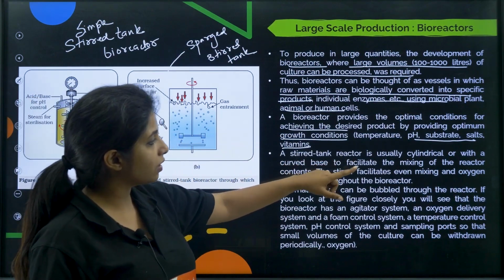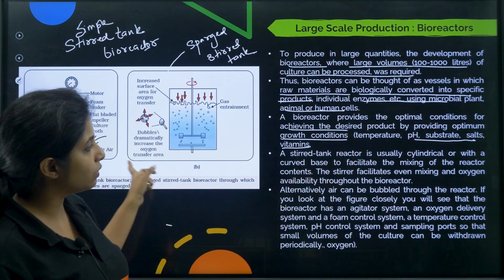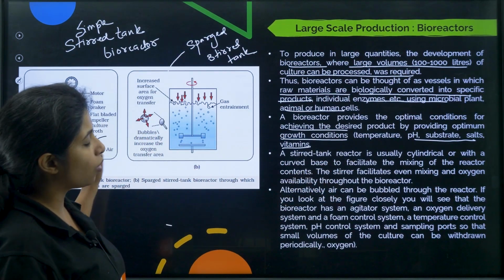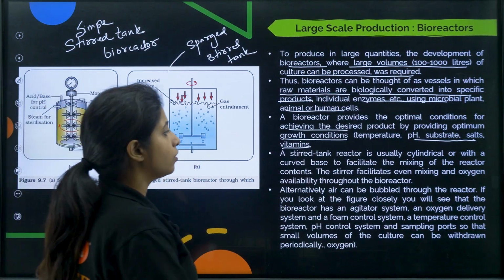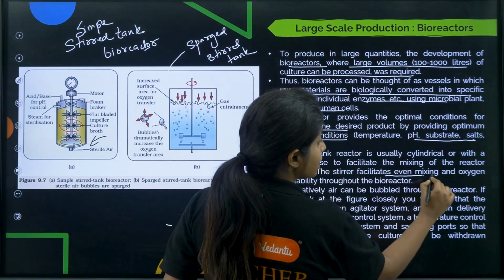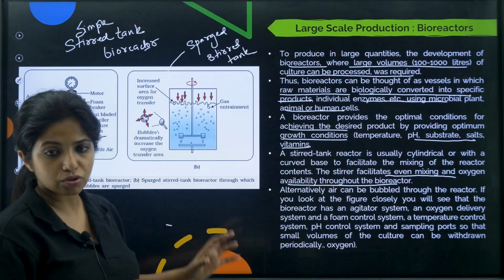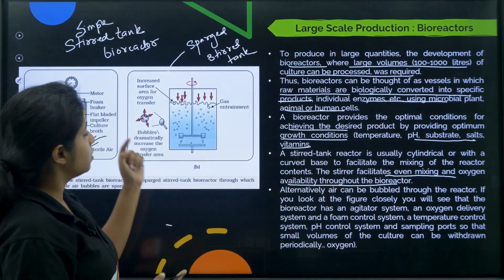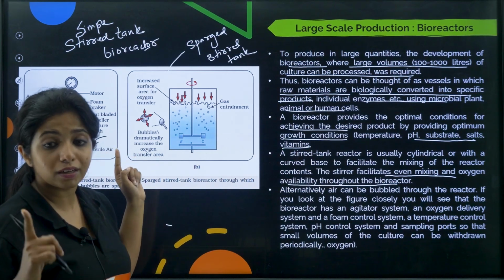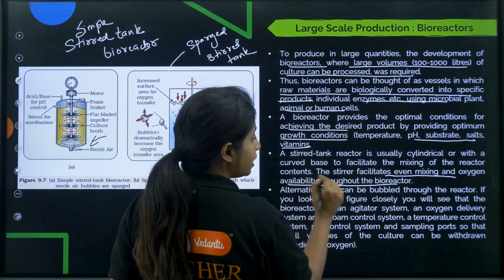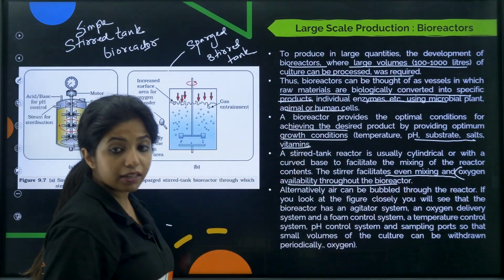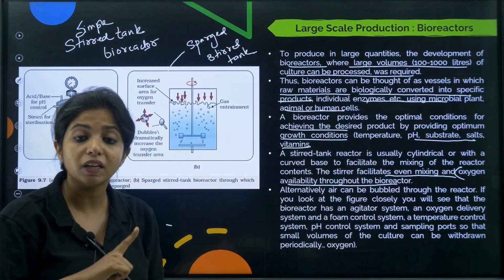Now, about the stirred tank reactor, it is usually cylindrical or with a curved base to facilitate the mixing of reactor contents. The stirrer facilitates even mixing and oxygen availability throughout the bioreactor. So, what is the use of the stirrer, children? What is the use of the stirrer? This is again a question that comes in NEET. It is to provide enough mixing and availability of oxygen.